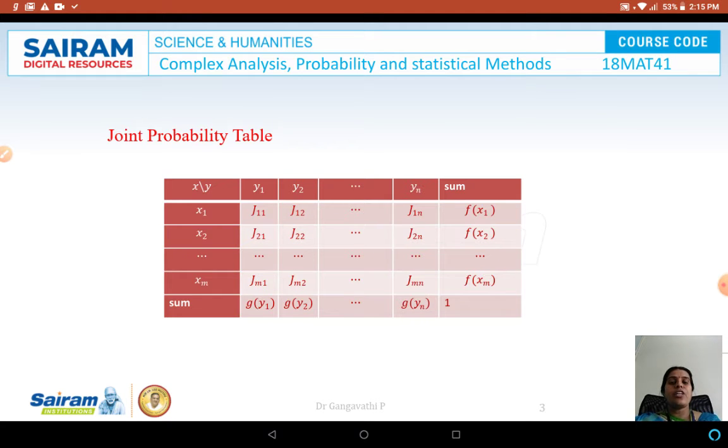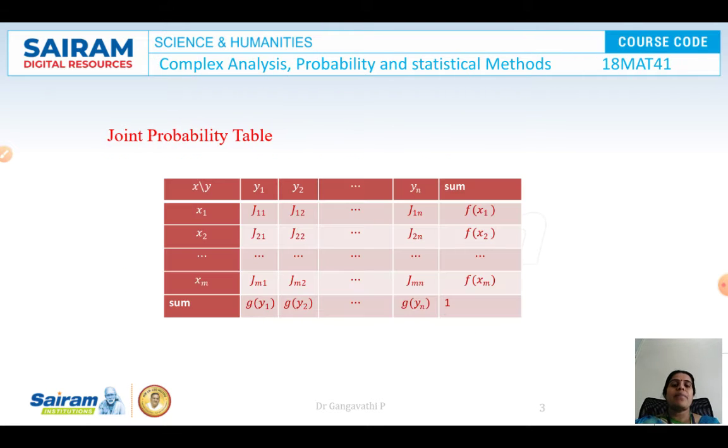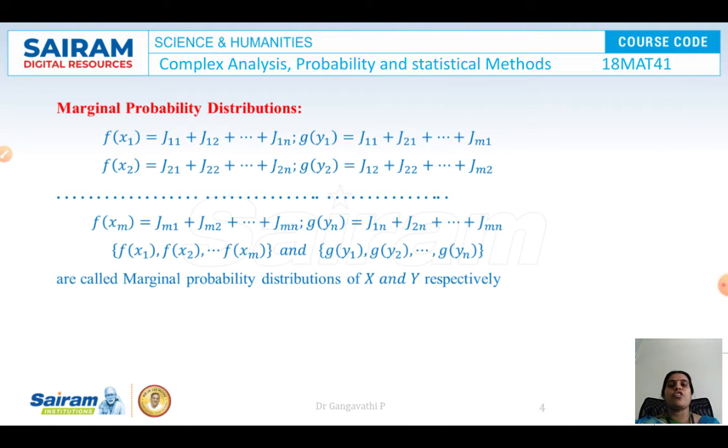Similarly, if I add the columns, the column values give us g of y, the marginal distribution value of y. For y1, this is at y2, marginal distribution of yn. And the sum of all these marginal distributions of y and marginal distributions of x should be equal to 1. If this condition is satisfied, that is what we have told you here. The same thing is visible from the table also. This is a speciality of the joint probability distribution table.